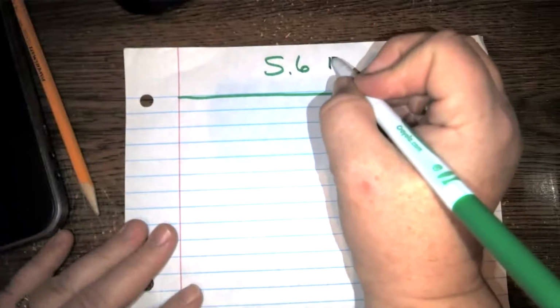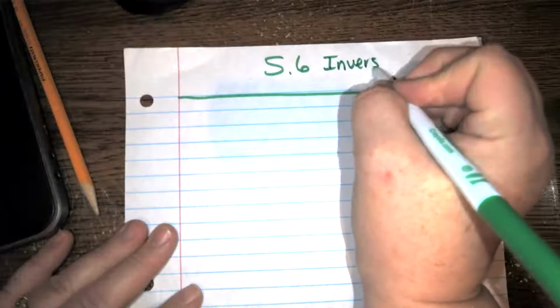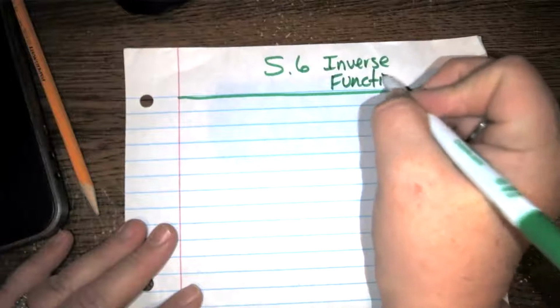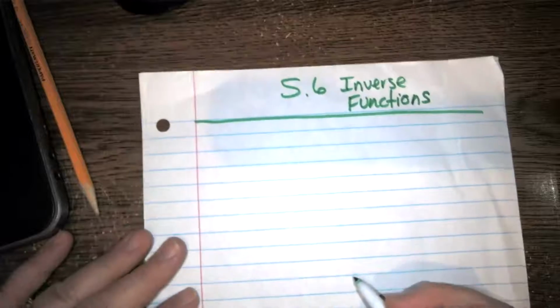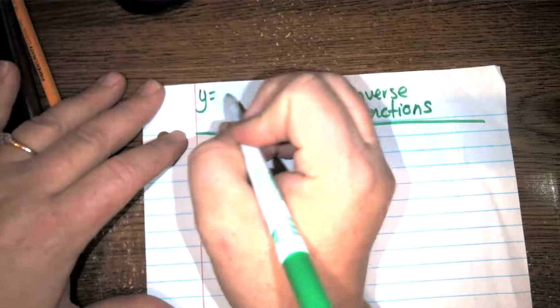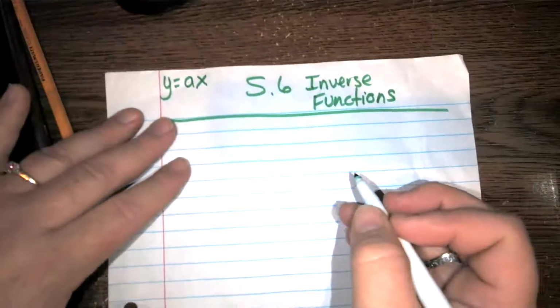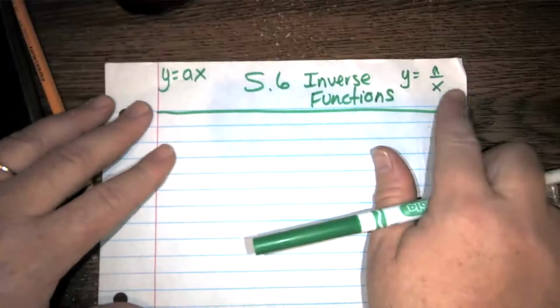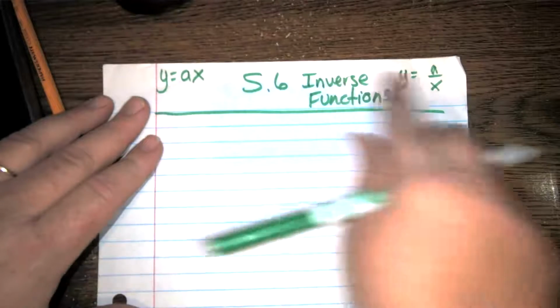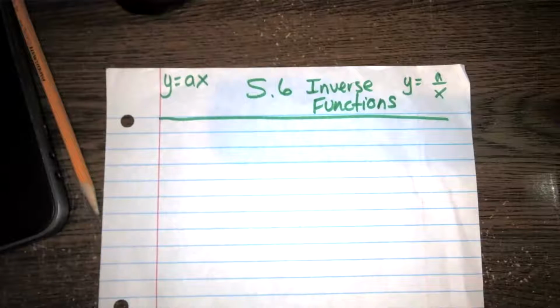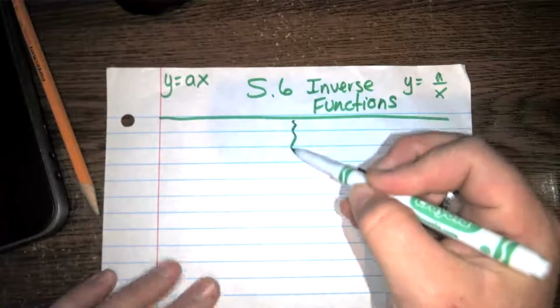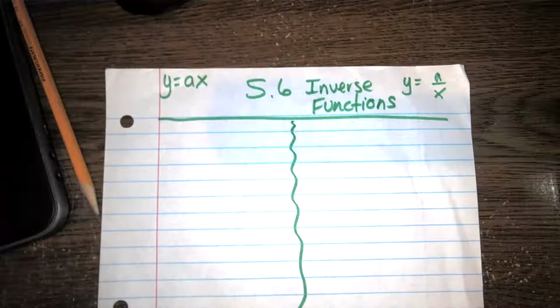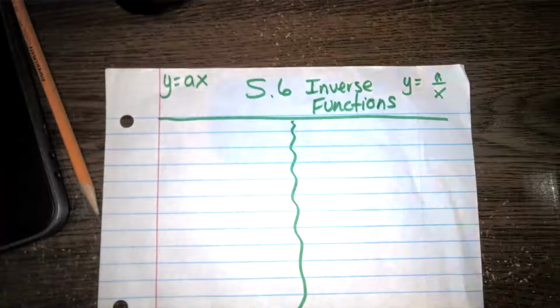5.6, exploring inverse functions. Now, we talked about at one point last year direct variation. Now we're talking about inverse variation. So notice that instead of it being side by side, now it's over top of one another. And the inverse of something is usually the flip, right? Or the reciprocal of something. So that's what we're going to be working on today, is finding the inverse operations.